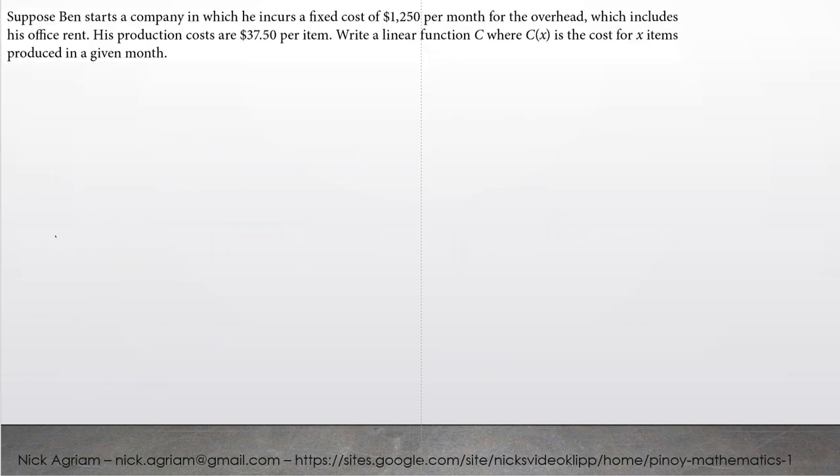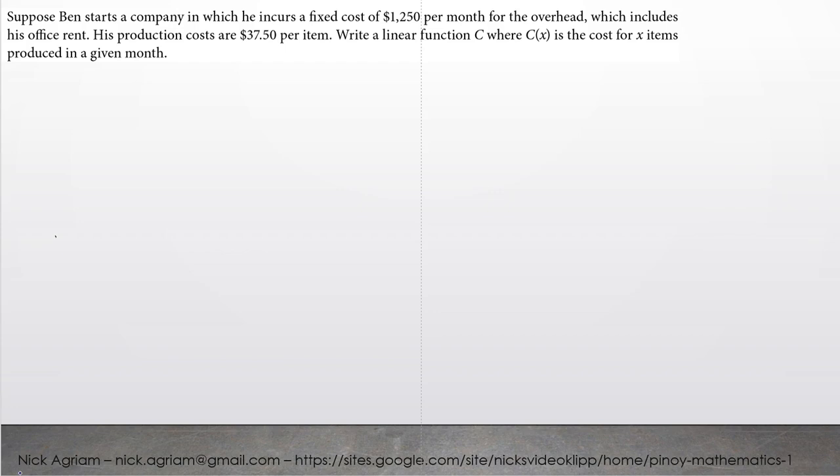Let's take another example. Suppose Ben starts a company in which he incurs a fixed cost of 1,250 per month, pesos or dollars, it's up to you, the currency where you live, for the overhead, which includes his office rent. His production costs are $37.50 per item. Write a linear function C where C of x is the cost for x items produced in a given month.